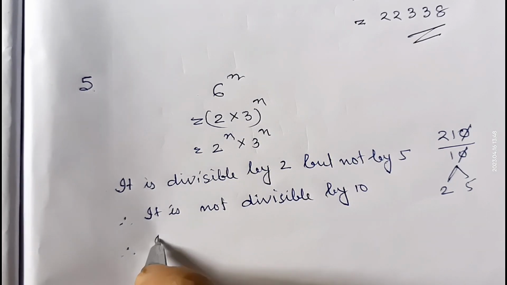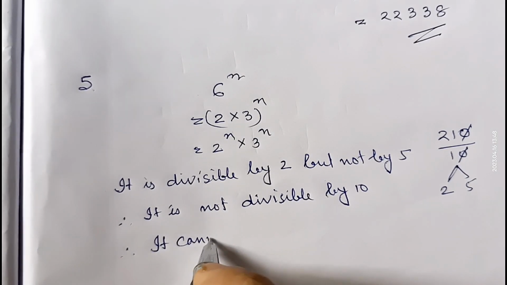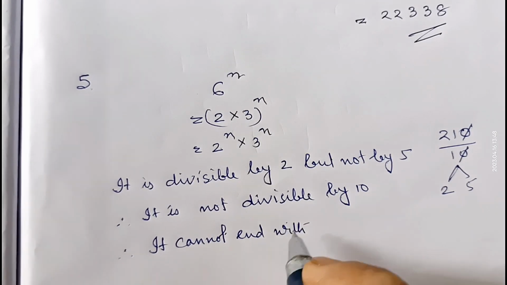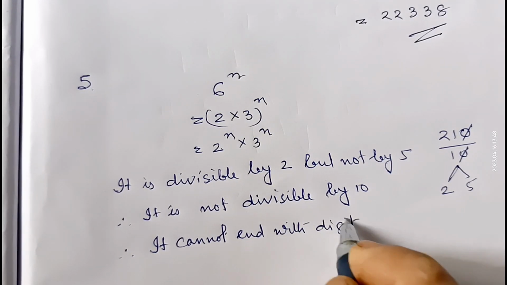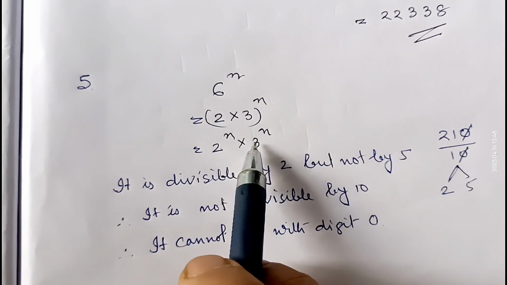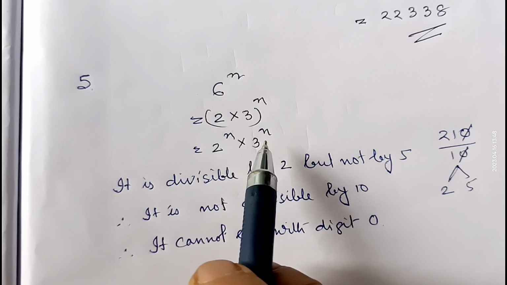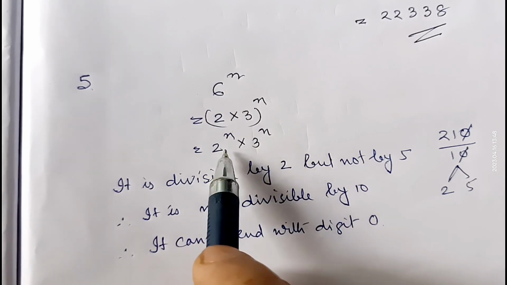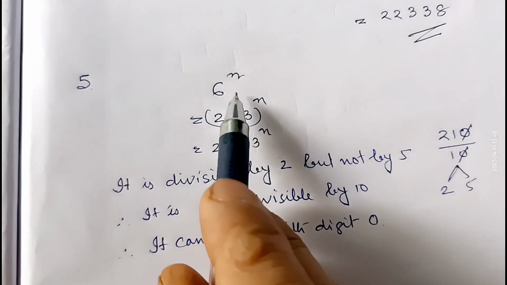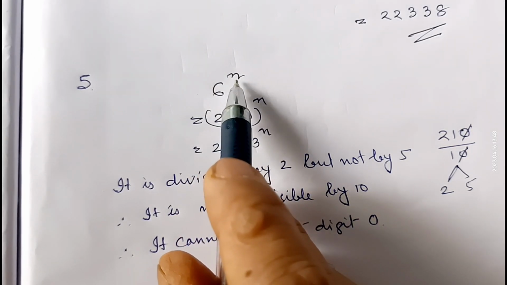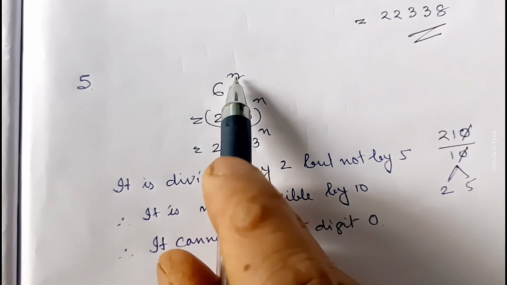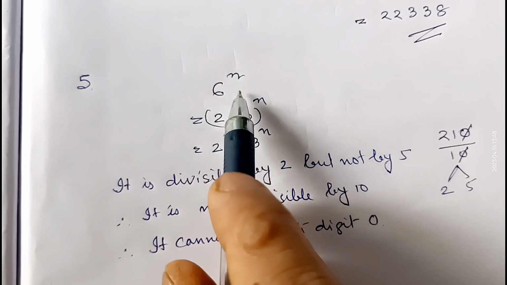Therefore it cannot end with digit 0. Because if it ends with 0, then it must be divisible by 2 as well as 5. It must be divisible by 2 and 5. This is divisible by 2 but not by 5. So 6 to the power n, n can be anything: 1, 2, 3, 4, whatever you want you can place, but it cannot end with digit 0.